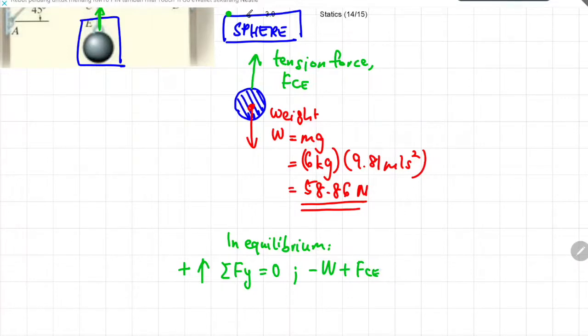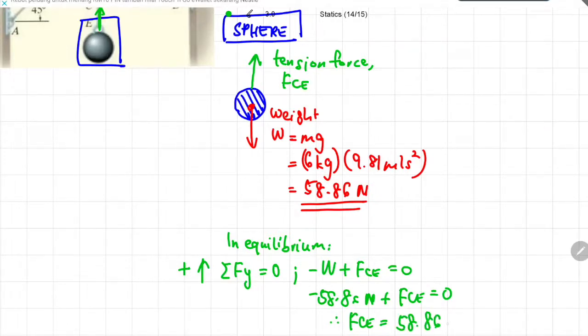Is there any more in this summation? There are no more arrows, right? So this summation should be equivalent to 0. If you substitute the weight to be 58.86 Newton, can you calculate the tension force at cable CE? Yes, of course. You just rearrange the equation and you get the tension force of cable CE equal to 58.86 Newton. The value is positive. So in this case, this value represents the tension force FCE, and because it is positive, it is pointed upward because we assumed the upward direction to be positive.